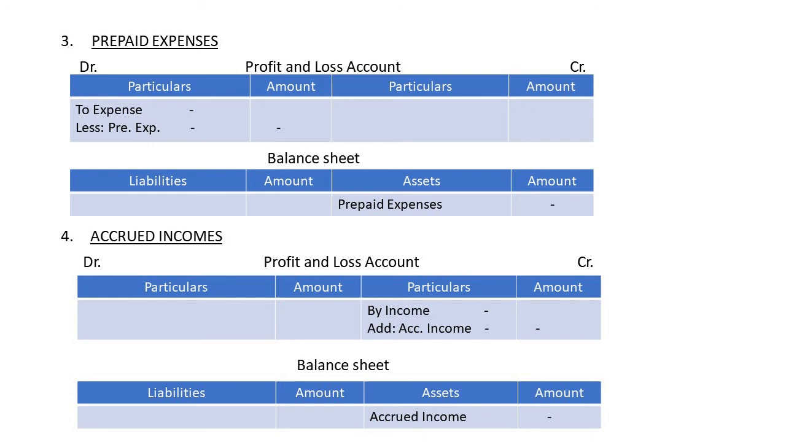As they belong to this particular year, they will be shown on the credit side of P&L account, or they will be added to their respective income on the credit side of P&L account. And as a second treatment, they will be shown as assets in the balance sheet.